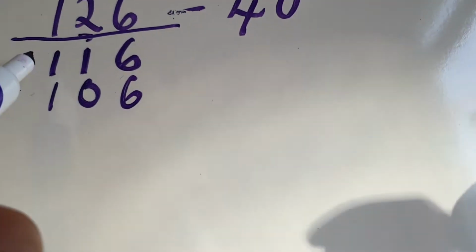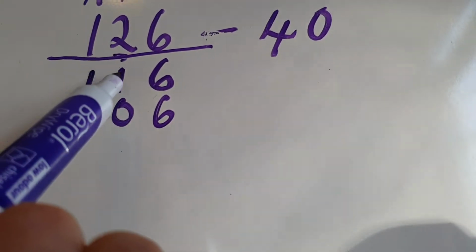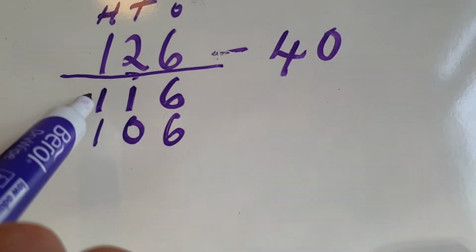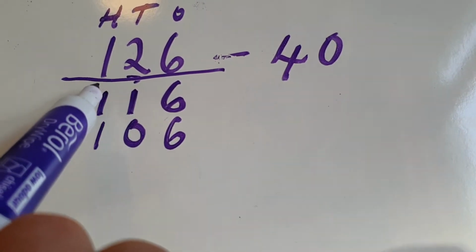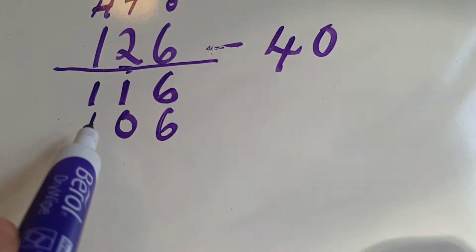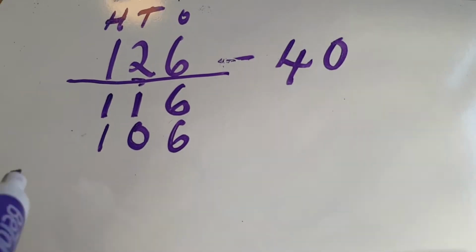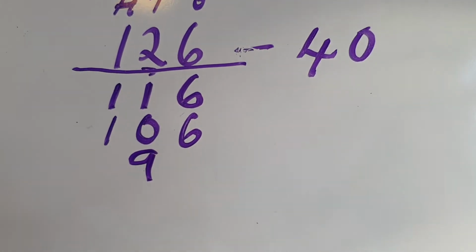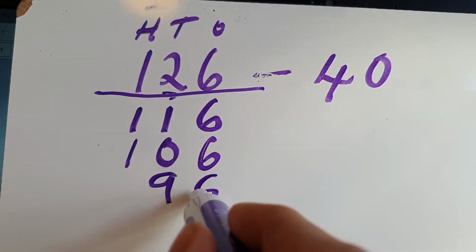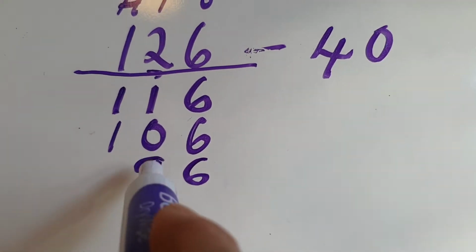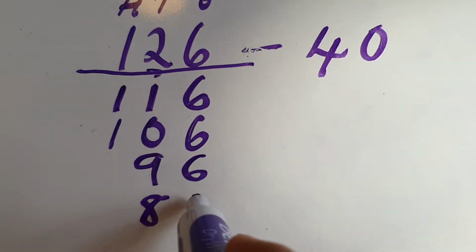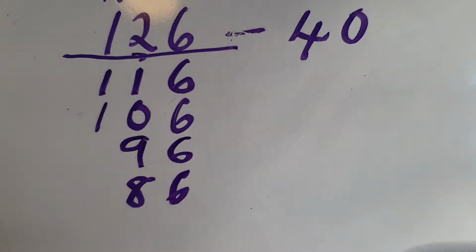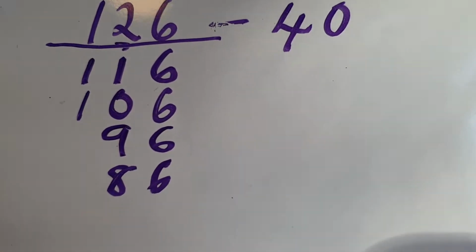Another way to say it is, well, I've got 11 tens here. 100 and 10 is the same as 11 tens. And now I'm on 10 tens. So 1 less would be 9 tens. And that 6 is going to stay the same. And take away another 10. So the answer is 86.